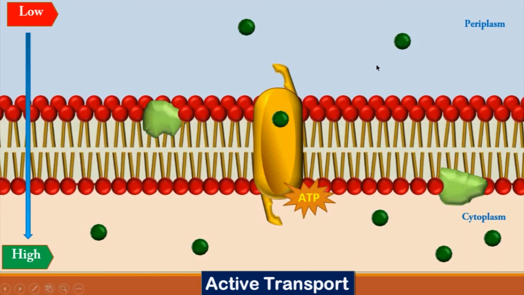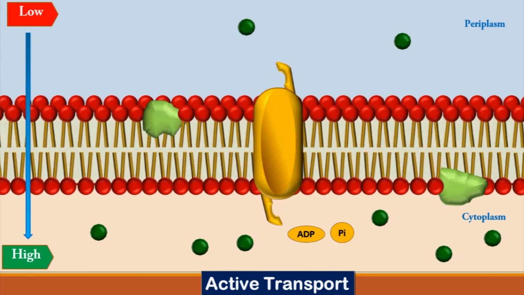And then what happened to ATP? ATP gets broken down to ADP and Pi. So basically क्या होता है? ATP के पास phosphate bonds होते हैं, high energy phosphate bonds. तब energy release होगा, and that energy which is released is going to allow the transport from low to high.